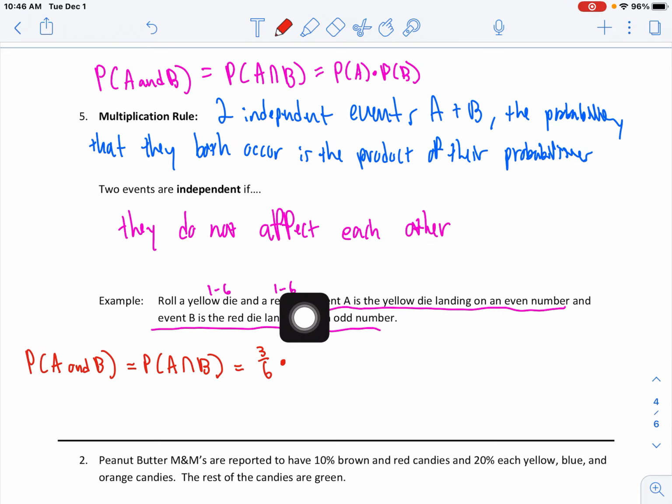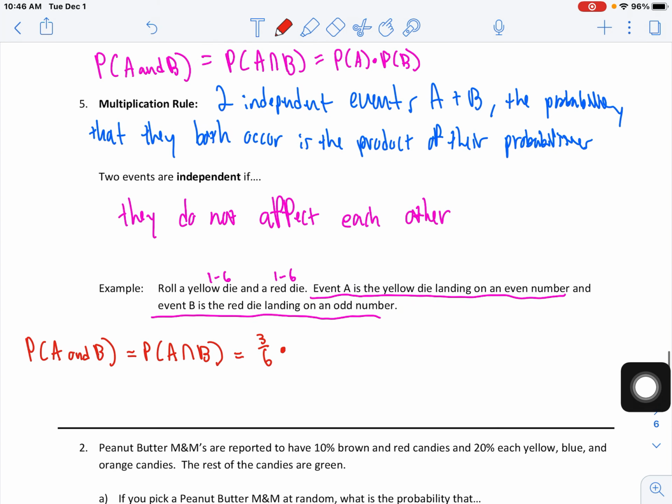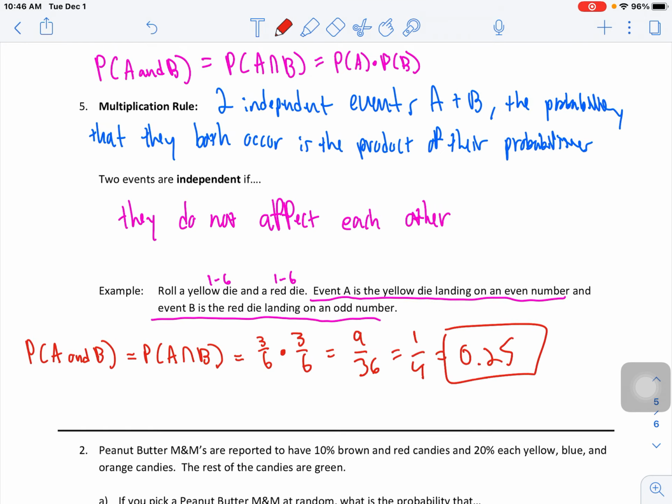So here's my red die. Odd numbers are 1, 3, and 5. This is still 3 out of 6. Okay, so it's really 1/2 times 1/2, which will give me a 4th. If I just did the multiplication across, it still reduces to a 4th, or 25%.